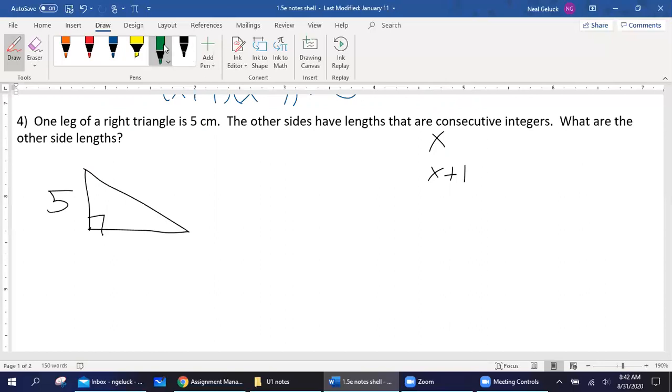Well, x is definitely smaller than x plus 1, so that has to go for the other leg, because the hypotenuse has to be the biggest, so that has to be x plus 1. Well, I've got a right triangle. Feels like Pythagorean theorem is probably going to come into play. So leg squared, so that's 5 squared, plus the other leg squared, x squared, equals, here's where you got to be careful, the hypotenuse, x plus 1 squared.